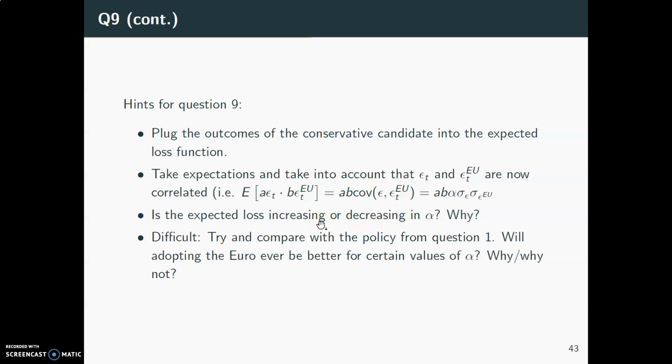So now you should consider: is the expected loss increasing or decreasing in alpha, the coefficient of correlation? Is it increasing or decreasing in this? And try and explain intuitively why whatever you find here is the case. So apply intuition and see if you can tell why this is either increasing or decreasing in alpha. And then, as a difficult extra, you can try and compare the outcome here with the policy from question 1. Will adopting the euro ever be better for certain values of alpha? Why or why not?